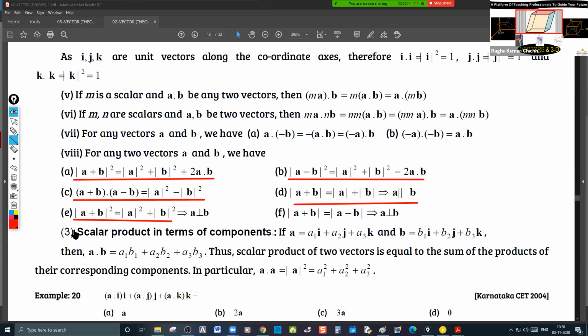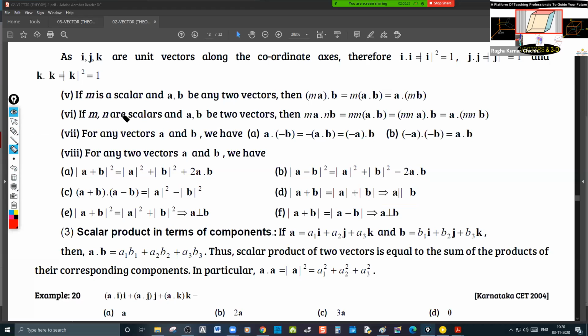These algebraic formulas can be straight away extended to the scalar product, because the scalar product is commutative, but they cannot be extended to the vector product, because the vector product is not commutative. Why it is not commutative, we'll see that. So the working rule for the scalar product is A dot B is equal to A1 B1 plus A2 B2 plus A3 B3. Similarly, A bar dot A bar, meaning mod A bar square, is nothing but A1 square plus A2 square plus A3 square.